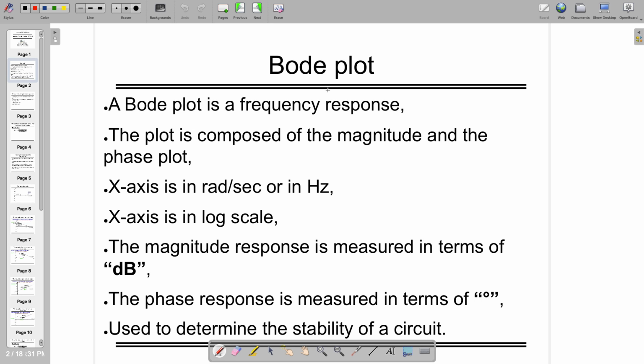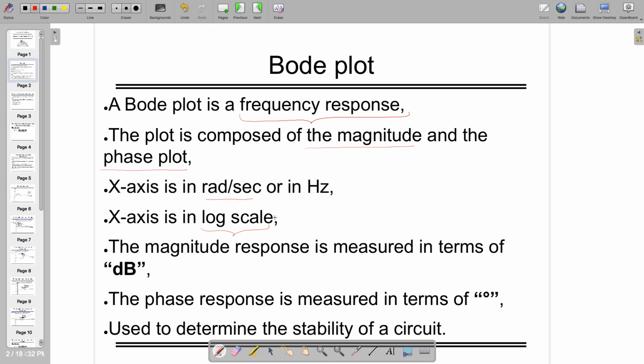So the Bode plot is the one which is going to draw the frequency response. Now the plot is composed of two things. You are going to make the magnitude as well as the phase plot. Combining these two is known as the Bode plot. The x-axis is in radians per second, sometimes also in hertz, depending on how you are plotting. The x-axis is generally kept on a log scale.